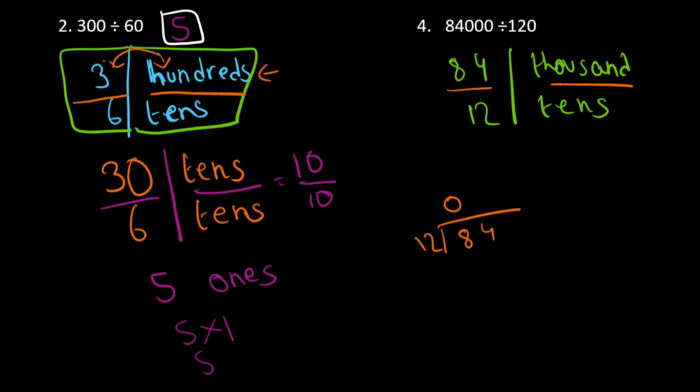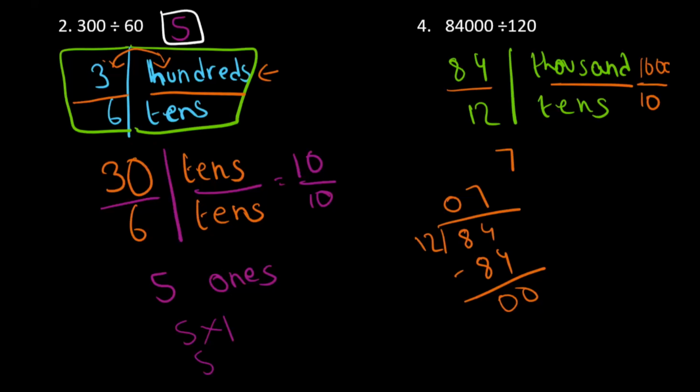Okay, so we know that 12 times 7 is 84, and we write down 84 here. 84 minus 84 is 0, and 8 minus 8 is 0. So yeah, 84 divided by 12 is 7. Now, 1000 divided by 10 would be 100. So 7 hundredths.